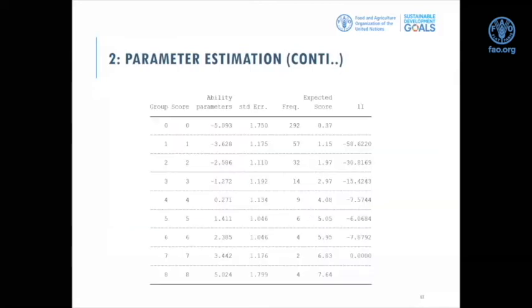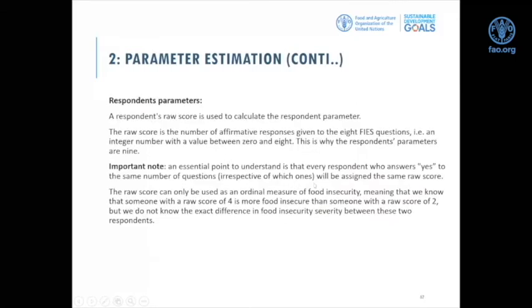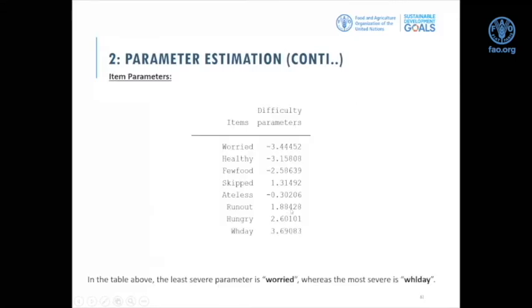So once we derive the respondent parameters or the ability parameters, which are depicted here, the standard errors and the frequency of the agriculture holdings that responded yes to each FIES question, we then estimate this frequency. This information, the respondent parameters, standard errors, and frequency, and the item parameters, which are the difficulty parameters, are then used to estimate the probability of severity of food insecurity at the household level.